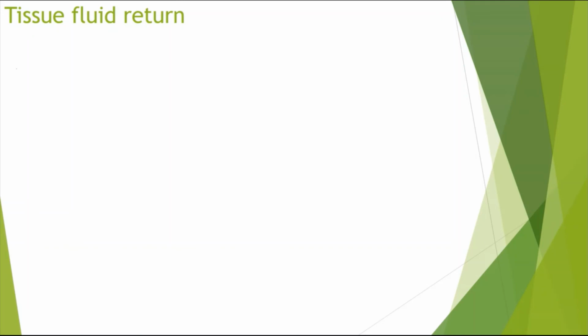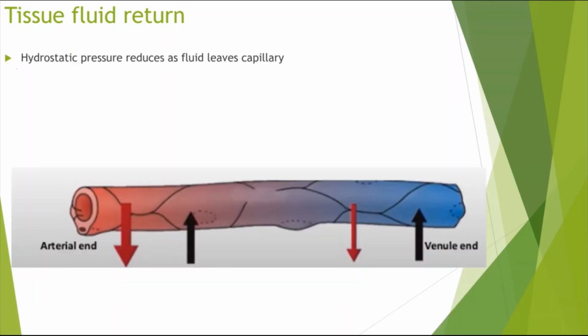Alright, so now looking at the tissue fluid return. So the hydrostatic pressure reduces as the fluid leaves the capillary. When we had that blood plasma or the fluid inside the capillary, there was high hydrostatic pressure because we had a lot of water in there, which was causing the high hydrostatic pressure. But now, as this has left, the hydrostatic pressure reduces towards the venous end, towards the end of the capillary.